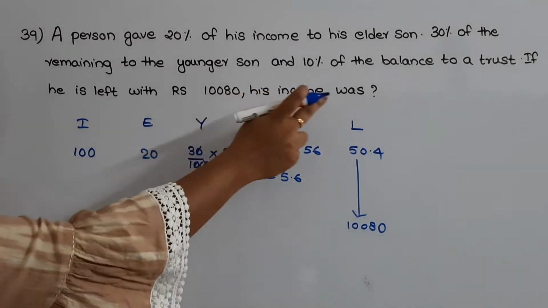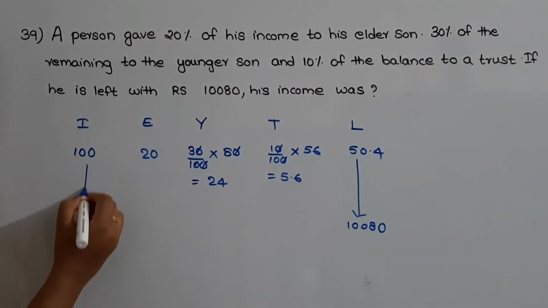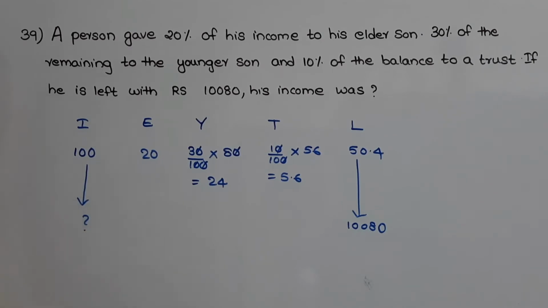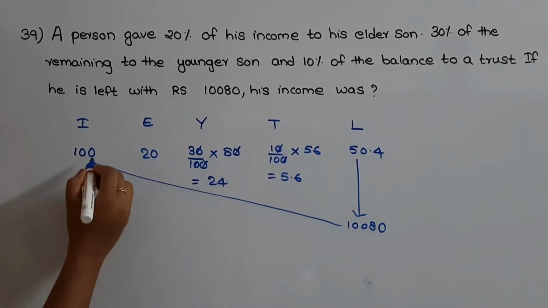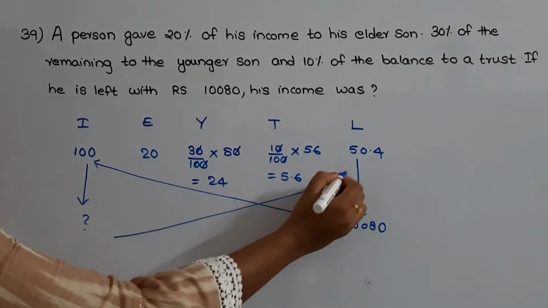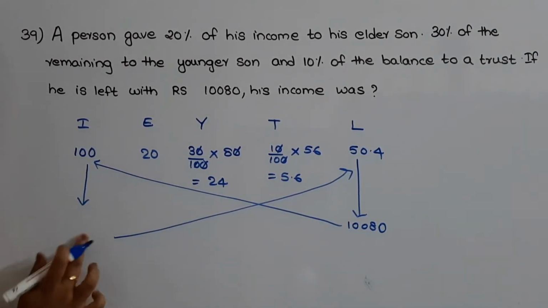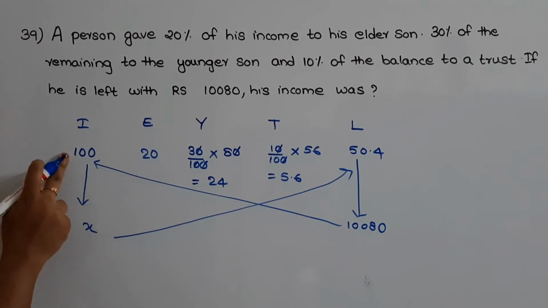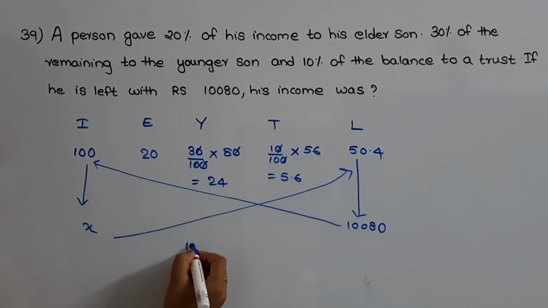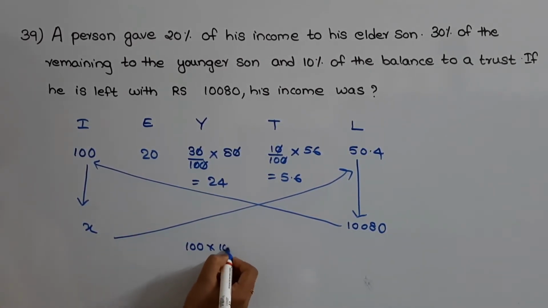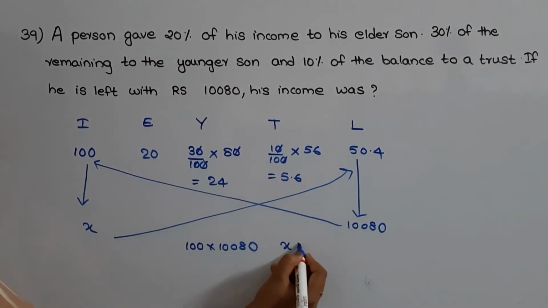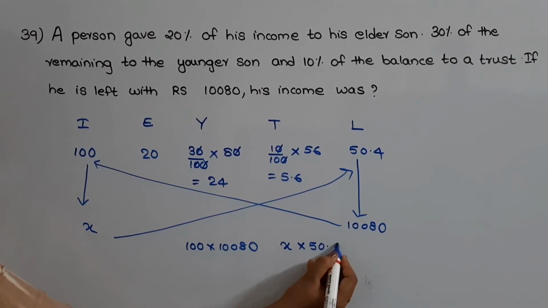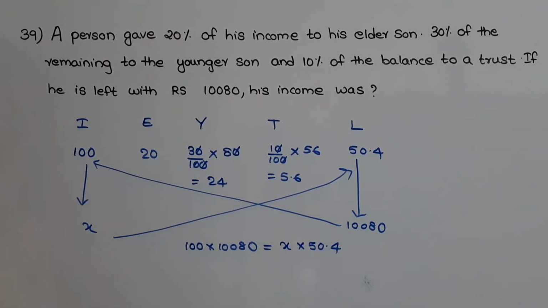So we need to find out his income. We need to find out what is the value of this 100. So this we can find out by cross multiplying. If we consider this as x, multiply this 100 by this 10,080 and multiply this x by this 50.4 and then equate them. So from this we can find out the value of x.